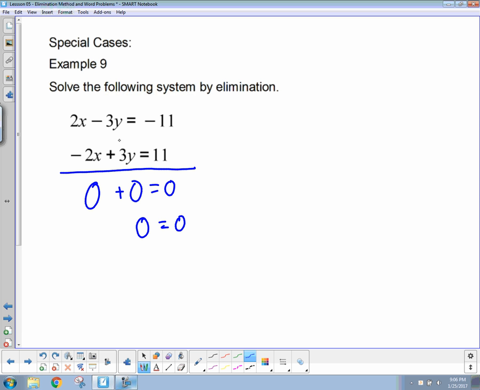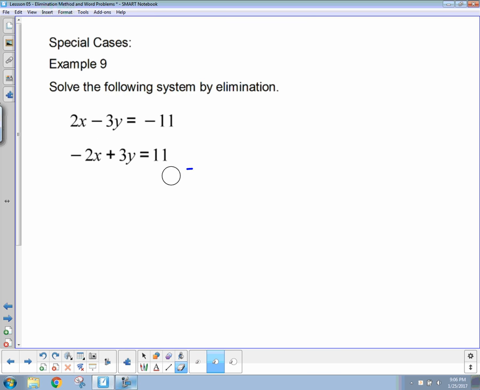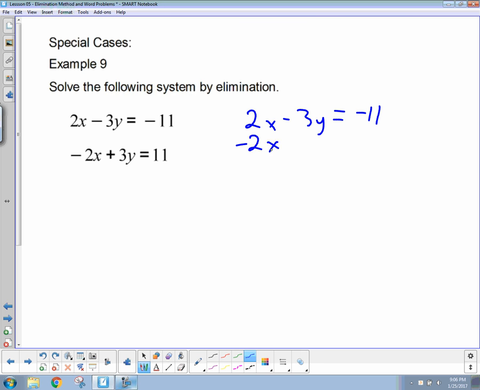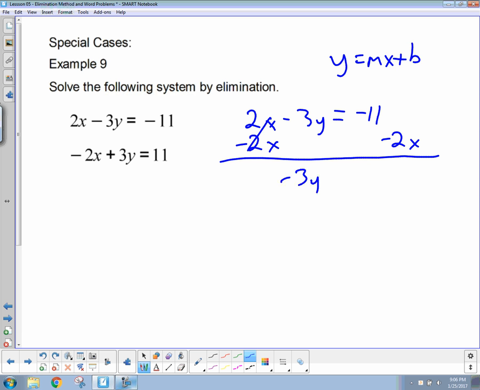So I'm going to solve for y for this one. So let's see. We got 2x, negative 3y equals negative 11. So subtract 2x from both sides. Again, I'm putting this in y equals mx plus b. Okay, so those cancel. Let's see here. Negative 3y equals negative 11, minus 2x, divide by negative 3, y equals, let's see, negatives cancel, so it's a positive. These cancel, so that's plus 2/3 x.